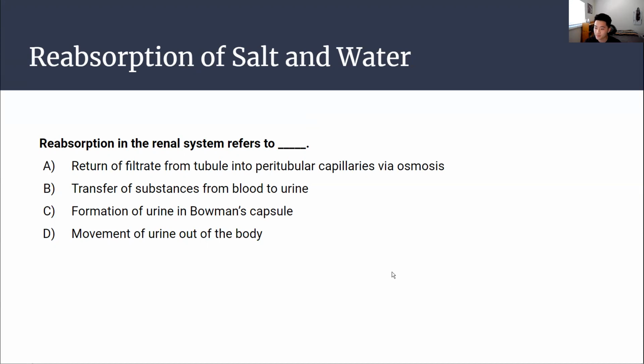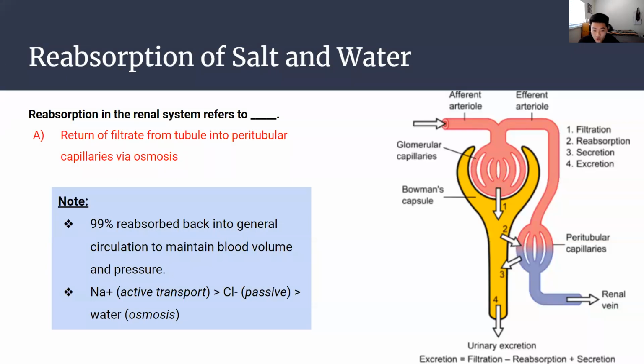Okay. So the correct answer is A. You guys all got that correct. That's right. Reabsorption in the renal system refers to the return of filtrate from the tubule into the peritubular capillaries, right? The filtrate from the glomerular filtration gets returned back into the general circulation, right?